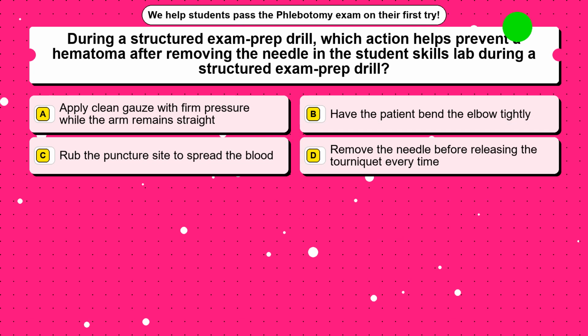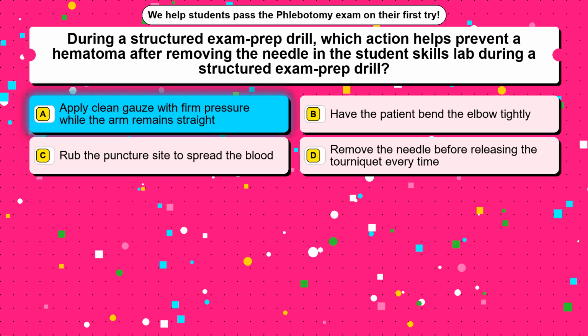Question 7. During a structured exam prep drill, which action helps prevent a hematoma after removing the needle in the student skills lab? Option A. Apply clean gauze with firm pressure while the arm remains straight. Option B. Have the patient bend the elbow tightly. Option C. Rub the puncture site to spread the blood. Option D. Remove the needle before releasing the tourniquet every time.